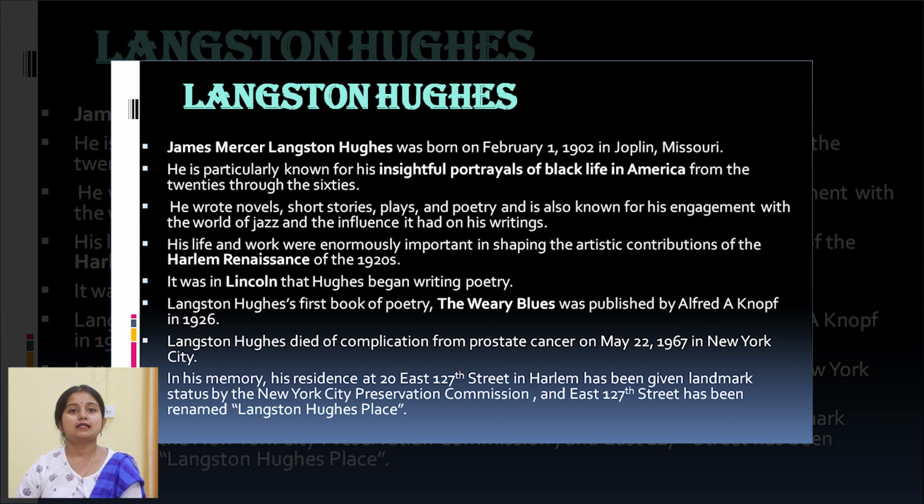Now coming to the poet Langston Hughes. The full name of Langston Hughes is James Mercer Langston Hughes, and he was born on February 1, 1902 in Joplin, Missouri. He is particularly known for his insightful portrayal of black life in America from the 20s through the 60s. He wrote novels, short stories, plays, and poetry, and is also known for his engagement with the world of jazz and the influence it had on his writings.